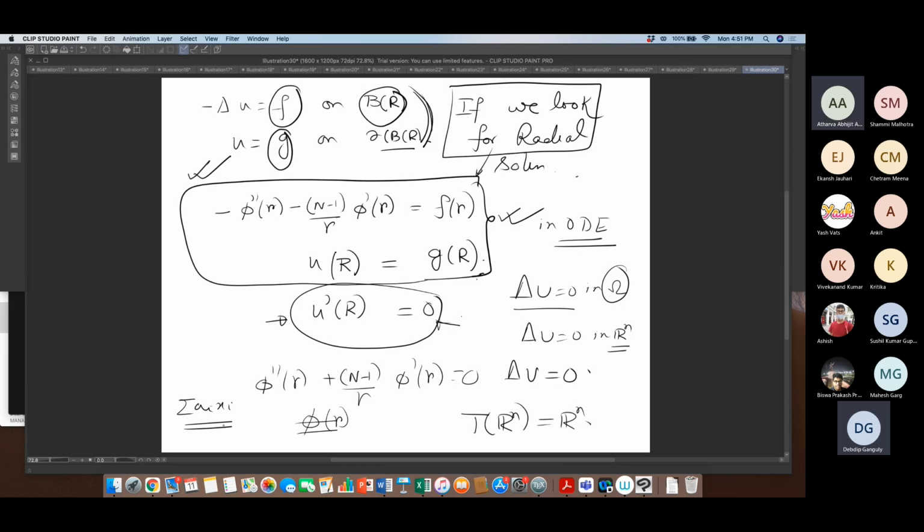But you can say the Laplacian of u equal to 0 in Rn. What are the radial solutions of this equation? We will do that in the next class. Then we will see that you can solve this ODE. But these are only radial solutions. That does not mean that there are not many other solutions. We will go to that. Okay, clear? Good.